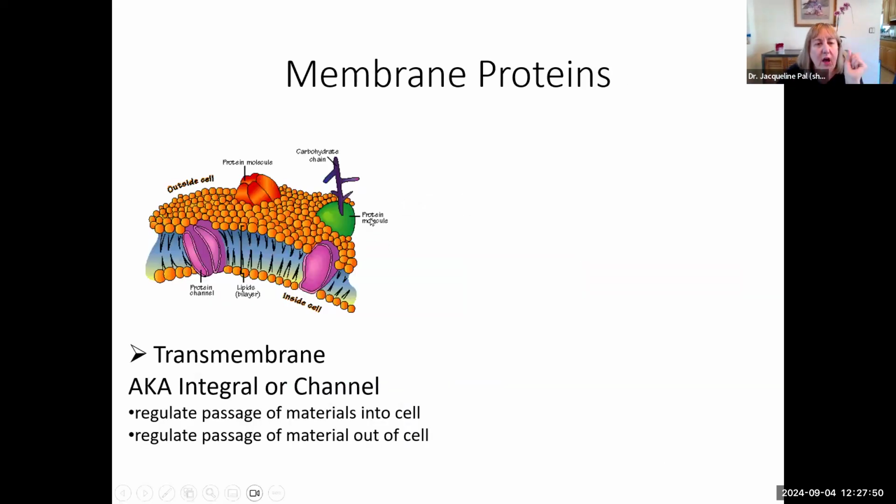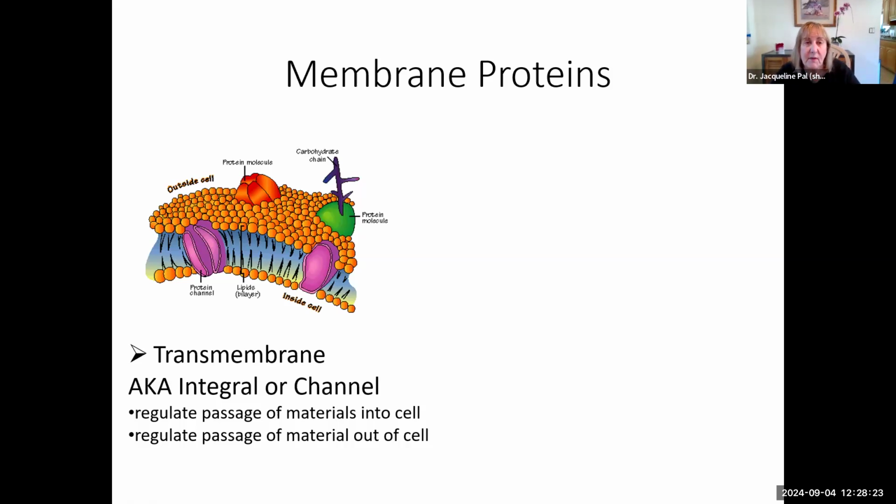But when we look at these proteins in this phospholipid bilayer, we divide them into general types, these membrane proteins. The first type here are called either transmembrane proteins or integral proteins because they're completely embedded, or channel proteins because you see it has a channel in the middle. And these are the proteins that are going to regulate passage of materials either into the cell or out of the cell, because that passage, that channel, can close or open depending on messages and things binding to that protein.